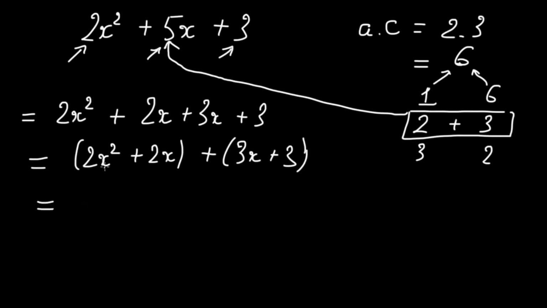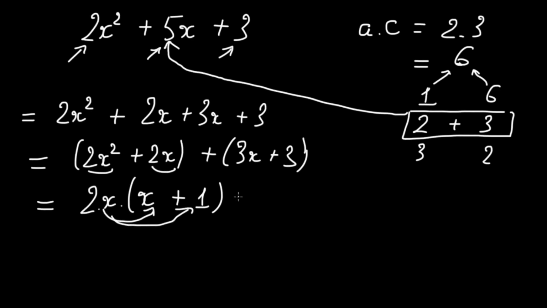Then you see we put 2x outside since 2x is a common factor of this one. We put x here, you see 2x times x equals 2x squared, and plus 1 right here, 2x times 1 equals 2x, right? Plus we put 3 outside, x right here because 3 times x is 3x, plus 1, 3 times 1 is 3 right here, right?